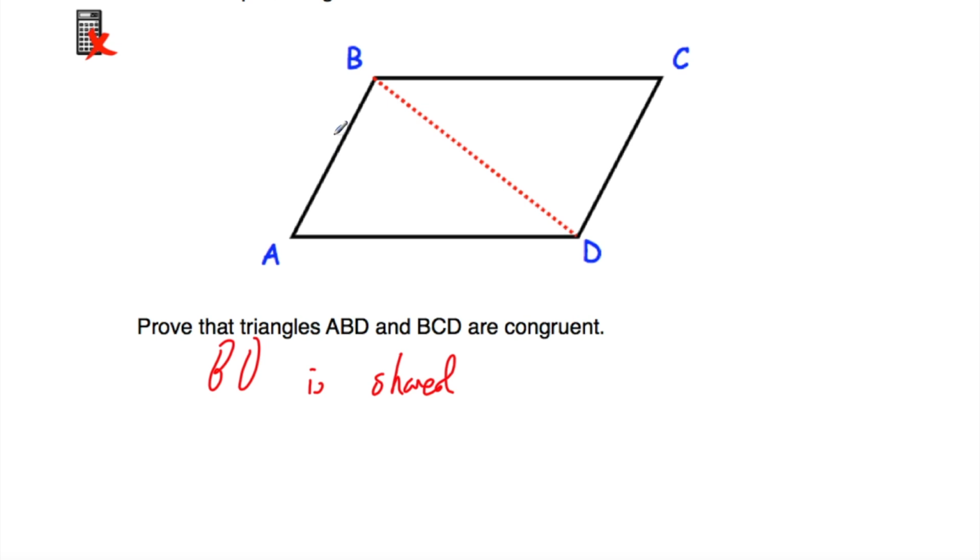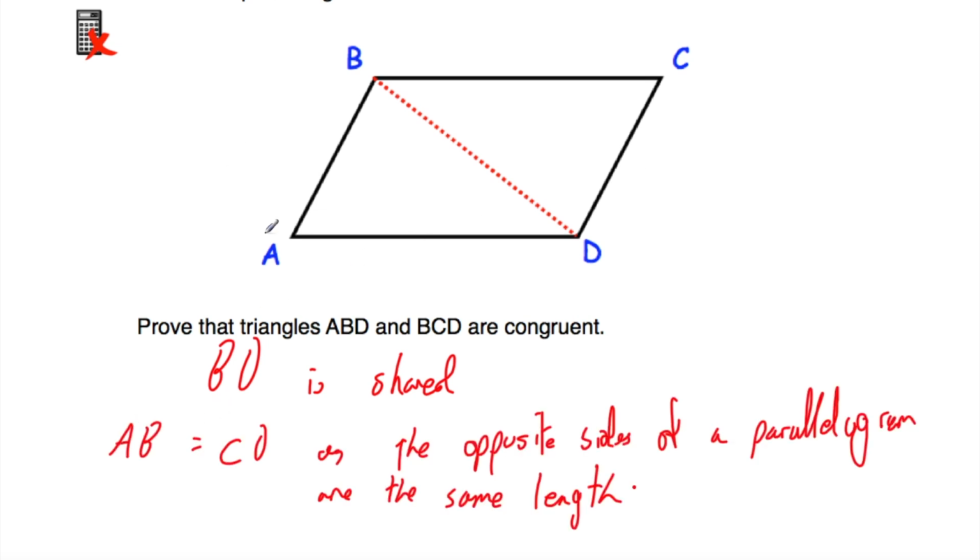Now, we know we've got a parallelogram, and the opposite sides of a parallelogram have the same length. So that means that AB would have the same length as CD. So this side has the same length as this side. So let's write that down. I've written down that the sides AB and CD are the same length as each other, because the opposite sides of a parallelogram are the same length. So we know that BD is shared, and we now know that AB and CD have the same length.